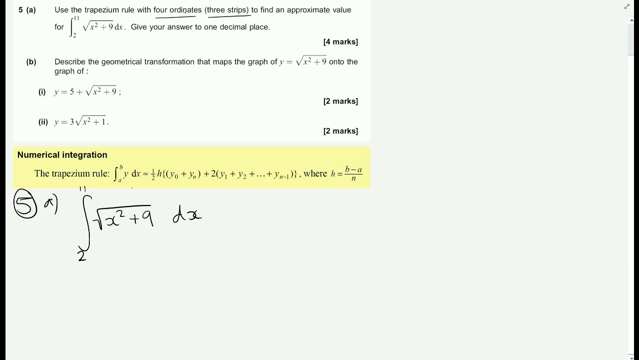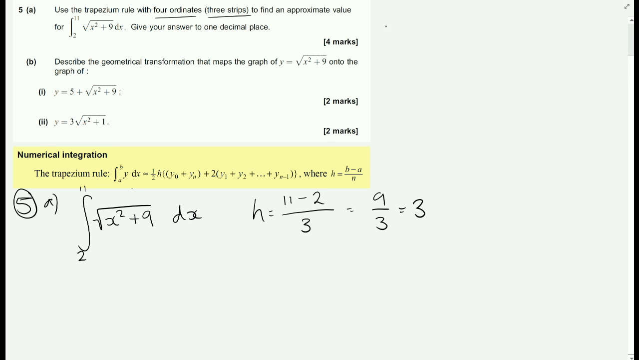the approximate value. So the first stage with any trapezium rule question is to write out what the height of your trapezia are going to be. In this case it's b minus a, 11 minus 2, divided by how many trapeziums? 3 trapeziums, n is equal to 3. So we've got 9 over 3, so the height of my trapezia is 3.